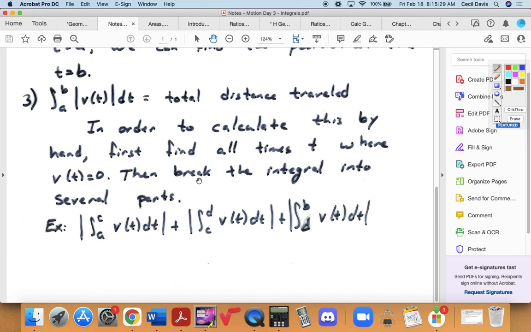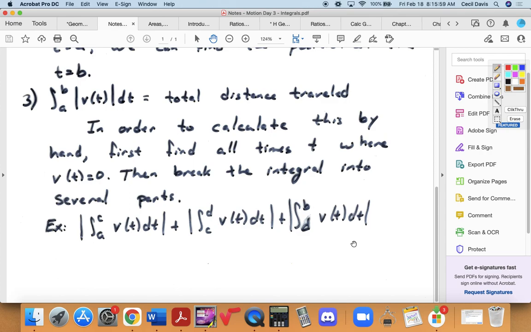So if, for example, we're doing the integral from a to b, and at time c and at time d, the velocity is 0, what we can do is take the absolute value that we get from this definite integral and then add it to the absolute value that we get from this definite integral and add it to the absolute value that we get from this definite integral. That will give you the total distance traveled.